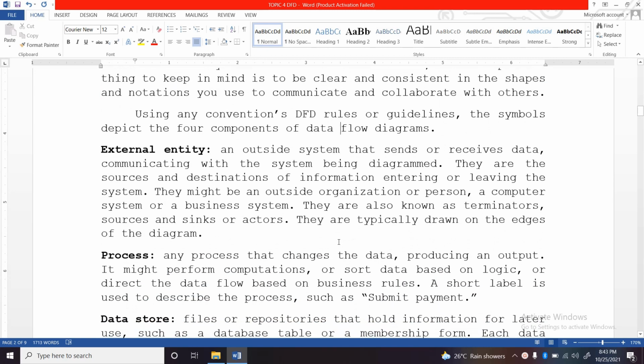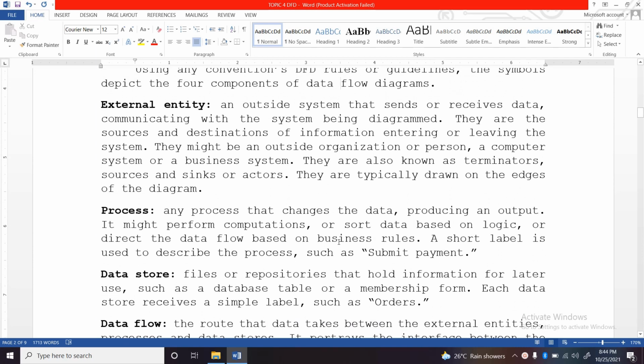It says here that using any conventions of DFD rules or guidelines, the symbols depict the four components of data flow diagrams. These four components can also be known as four elements. Here are the four elements of a data flow diagram. It starts with the external entity, or entity. We also have process, data store, and data flow. I am going to discuss each one of them and differentiate, and know kung ano ba yung mga pwede nating gamitin or pwede nating include later on in our four components.